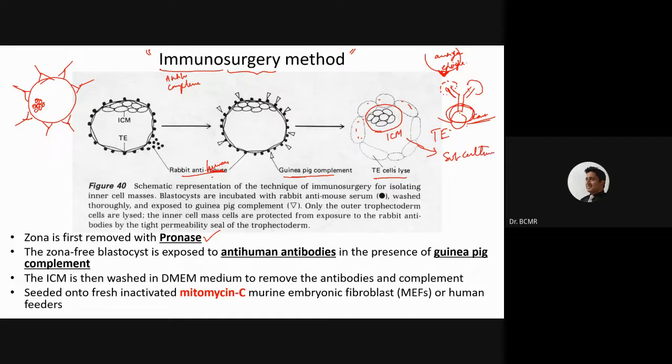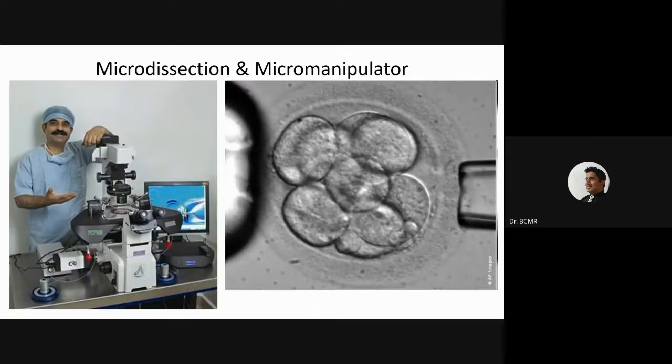That is the immunosurgery method. We are using antibodies and complement system to get rid of the trophectoderm cells, and that is how we will obtain the ICM. Okay. This will be the last one, and I will stop here.